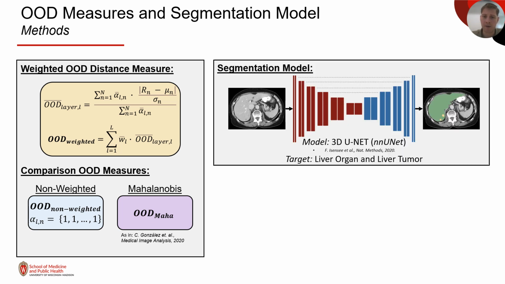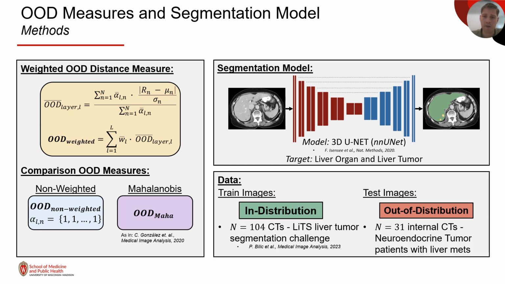This work was built upon a segmentation model trained to segment liver organ and liver lesions, and this model was trained using 104 publicly available CT images. And this training data is what defined our in-distribution data. Now, the test images were defined using 31 internally available CTs of patients with metastatic neuroendocrine tumors, and this test data, or some perturbation of this test data, was used to define our out-of-distribution data.